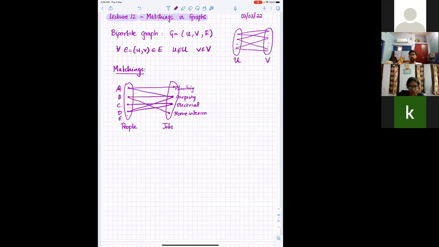This is one application. We will define matchings, but I'm just trying to motivate you. Similarly, you might have situations where you have hospital beds on one side and then patients on the other side.